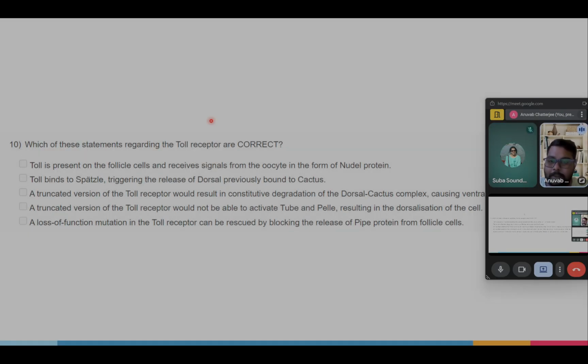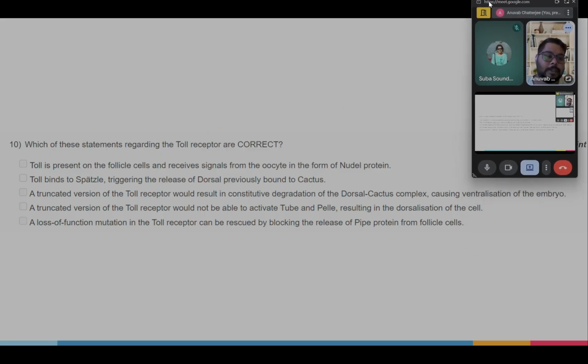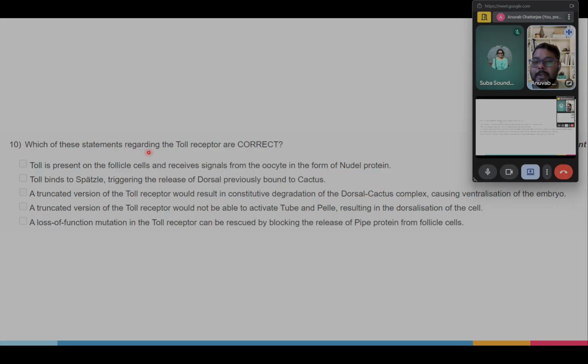Okay, so now we look exactly at how the dorsal ventral specification works. Which of the following statements regarding the Toll receptor are correct? Toll is present on the follicle cells, receives signal from the oocyte in the form of Nudel protein. Toll binds to Spatzle, triggering the release of Dorsal previously bound to Cactus. A truncated version of Toll receptor would result in constitutive degradation of the Dorsal-Cactus complex, causing ventralization of the embryo. A truncated version of the Toll receptor would not be able to activate Tube and Pelle, resulting in dorsalization of the cell. A loss of function mutation in the Toll receptor can be rescued by blocking the release of Pipe protein from follicle cells.